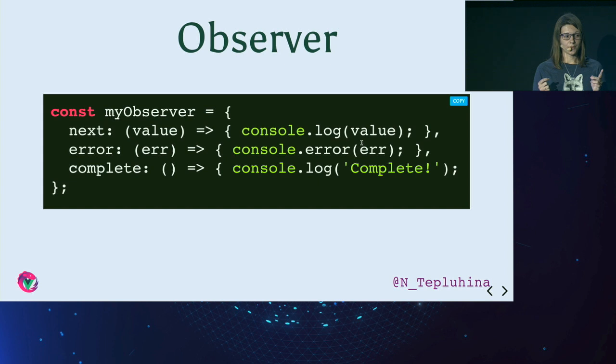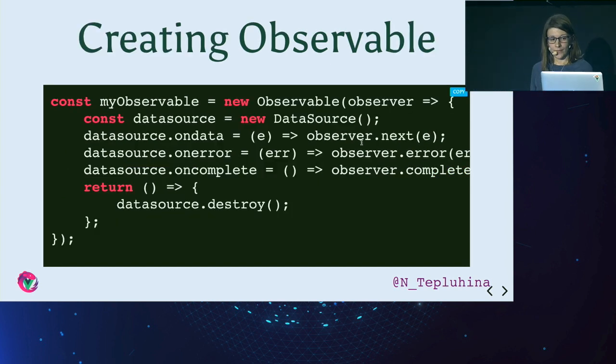So the next method will be called whenever observable emits a next value. Error, I think it's obvious, it will be called on error. And complete will be called when observable is completed. So it's a constructor for observable. As you can see, we are passing observer as a parameter. We have some kind of data source, and we react to the data source with observer methods.